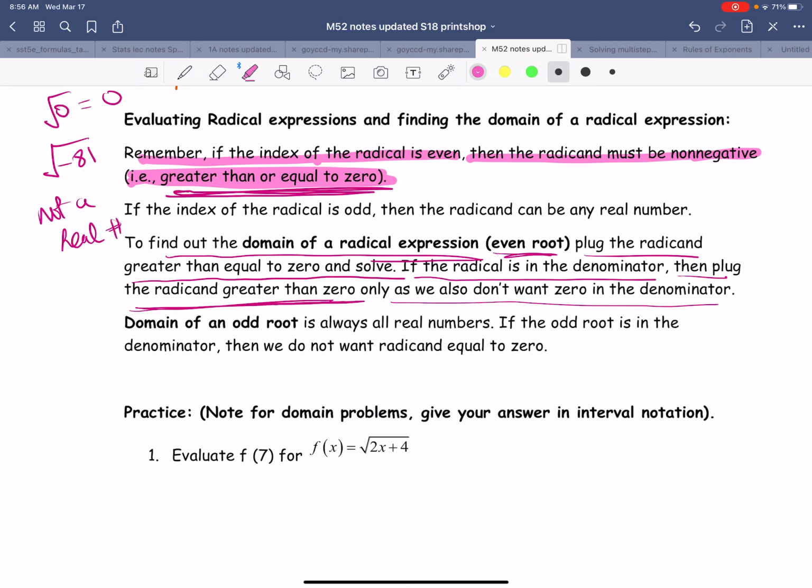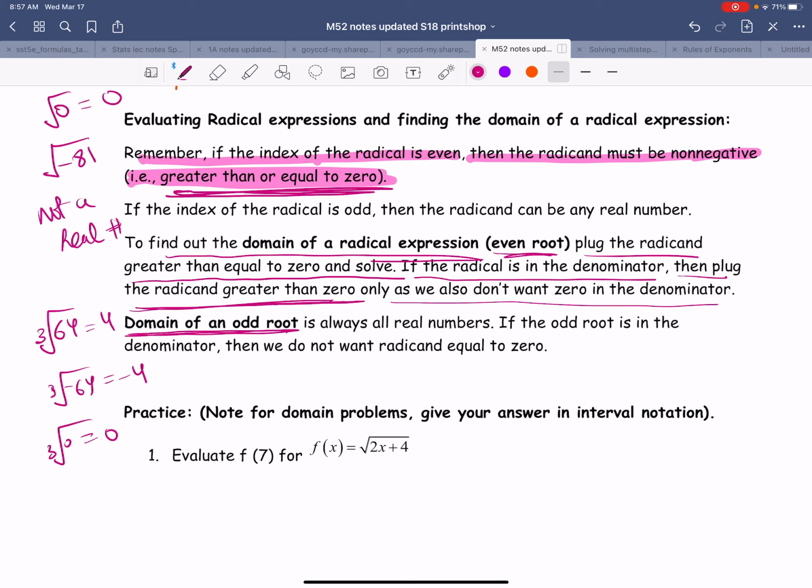Now, domain of an odd root is a lot easier to deal with because we've seen in an odd root, your answer is always a real number. Even if you have a negative inside, your answer will be a real number. So if you have cube root of 0, that is still 0. So for an odd root, it doesn't matter what's inside your radical. What's the radicand? It doesn't really matter. Your domain will always be all real numbers. Unless your odd root is sitting in the denominator of a fraction, then you want to make sure that the denominator does not become equal to 0.